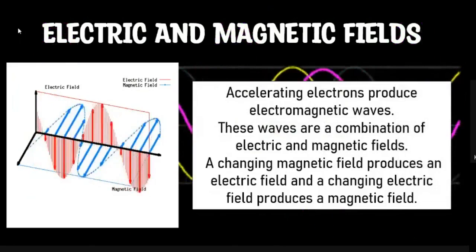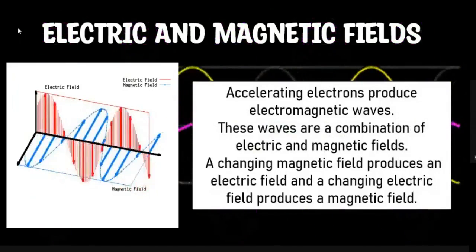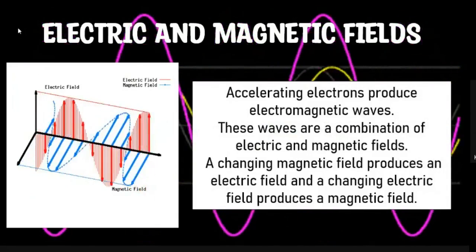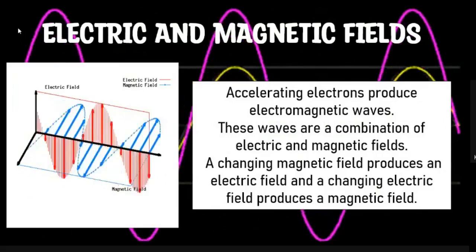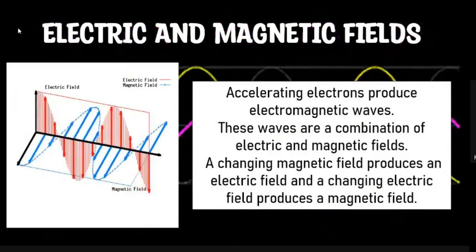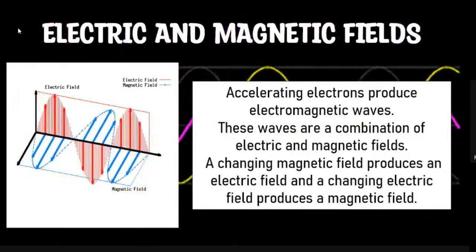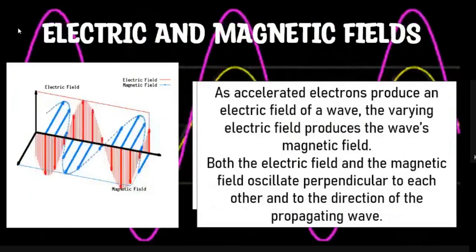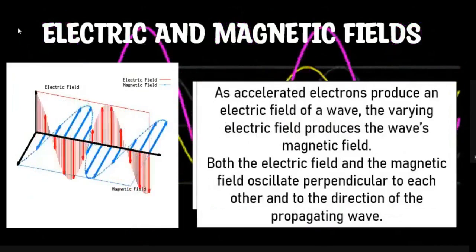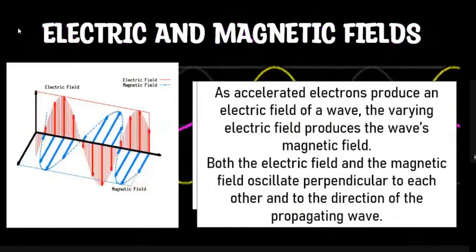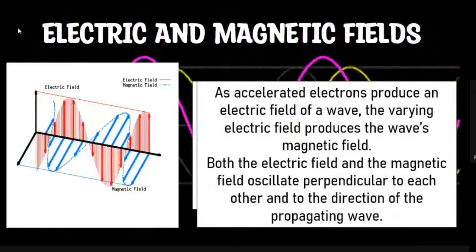Accelerating electrons produce electromagnetic waves. These waves are a combination of electric and magnetic fields. A changing magnetic field produces an electric field, and a changing electric field produces a magnetic field. As accelerated electrons produce an electric field of the wave, the varying electric field produces the wave's magnetic field.